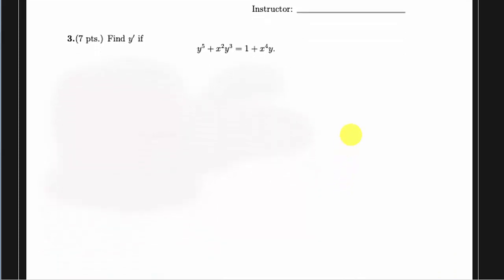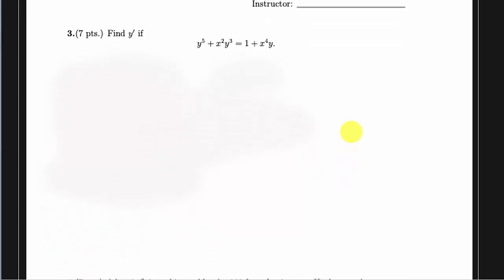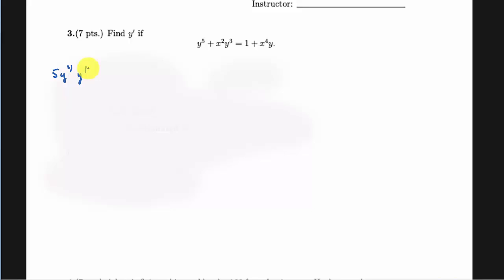All right, so we've got some implicit differentiation here. So when we take the derivative of that, we got 5y to the 4th times y prime plus, and now we've got the product rule right here, so that's going to be plus 2x y cubed plus 3y squared y prime x squared. So remember, product rule, derivative of the first function times the second plus derivative of second times the first. And that equals, well, the derivative of 1 is 0, and then here we've got to use the product rule, so that's 4x cubed times y plus y prime times x to the 4th.